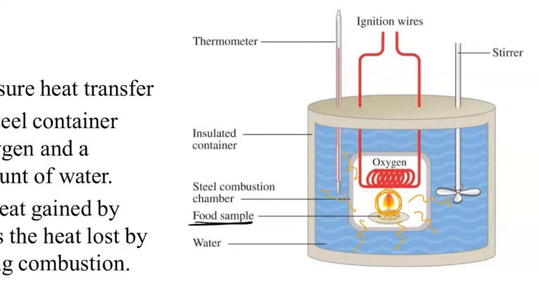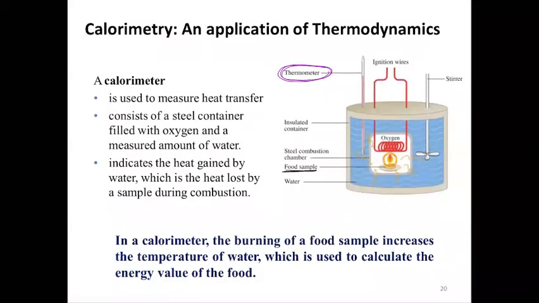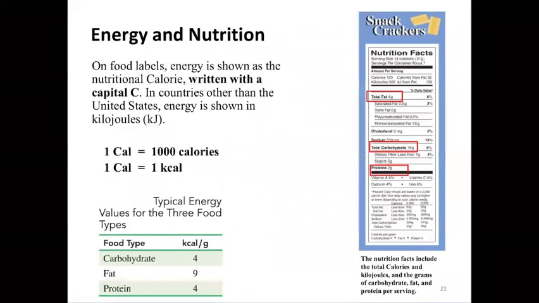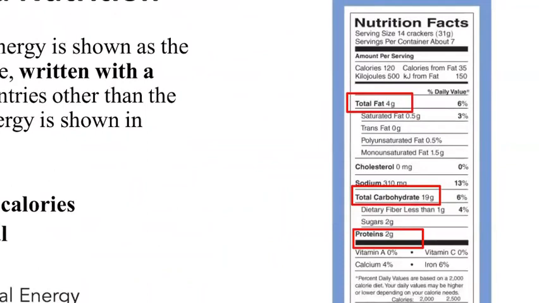As you can see, here we have a thermometer. And that thermometer is going to measure the temperature change from the start and after the combustion has happened in the food, okay? Now, as you can see, a calorimeter, you guys, is what is utilized to calculate the energy value in food. So whenever we have a nutrition facts label, a calorimeter is what's utilized in order to know what are the calories that we have in particular foods, okay?